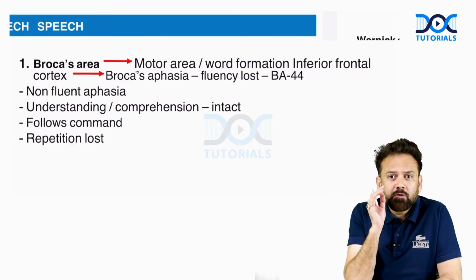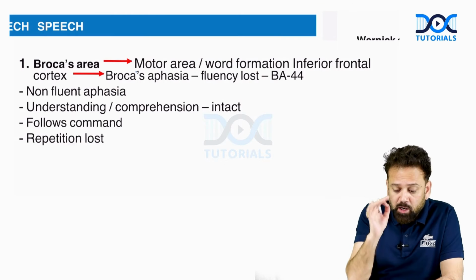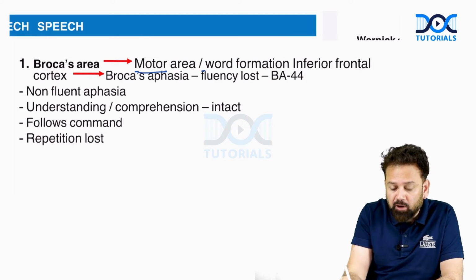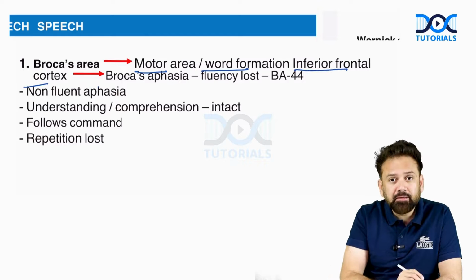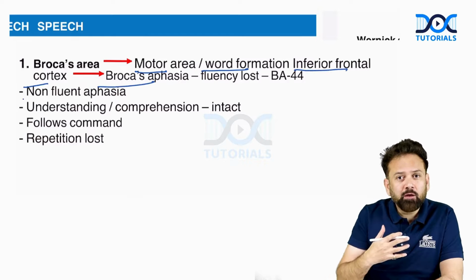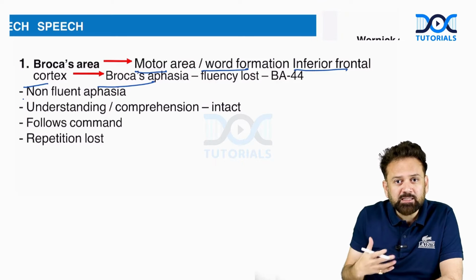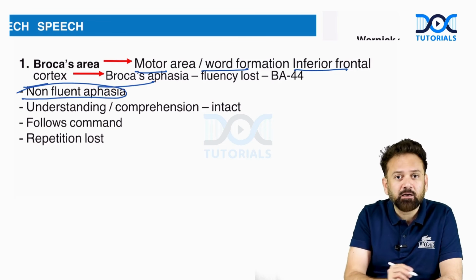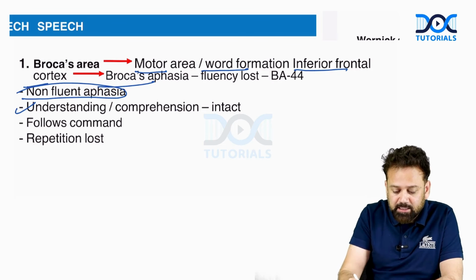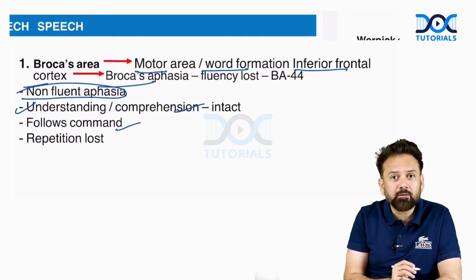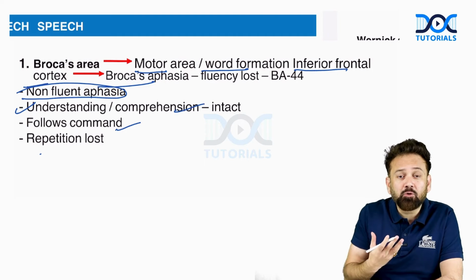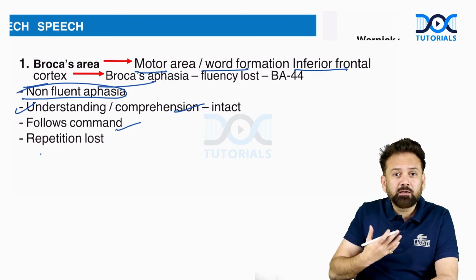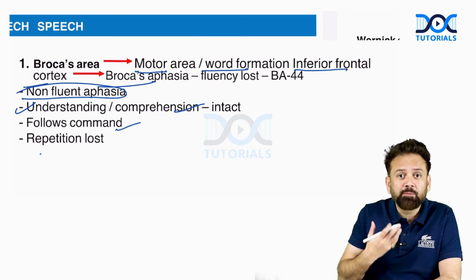Now, for speech, we have Broca's area. Broca's area is the motor area for word formation and located in the inferior frontal cortex. If we have Broca's aphasia, word formation will be lost. Fluency is lost. It is called non-fluent aphasia. Understanding is there, comprehension is there. We will follow the command, but we cannot speak correctly because of less word formation. We will understand everything, but in speaking, word formation will be poor.